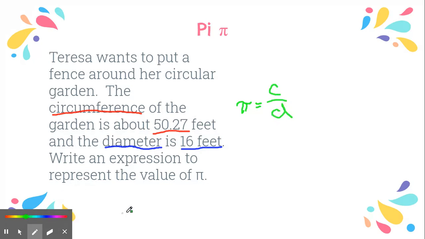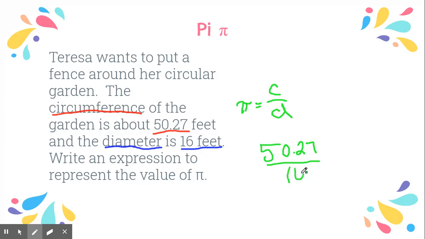Okay, so my answer, if I'm just writing an expression to represent the value of pi, my answer is just going to be the circumference number, 50.27, divided by my diameter number, 16. So instead of writing C for circumference, I'm putting the actual number. And instead of writing D for diameter, I'm putting the actual number. And that's all I have to do. Because if you go and divide that, it's going to give you 3.14, which is pi. Okay, and that's all there is to this one, guys.